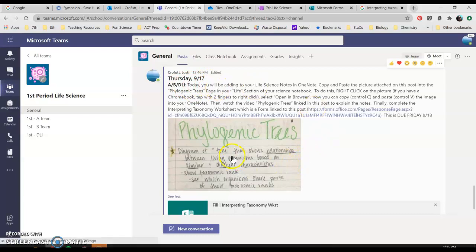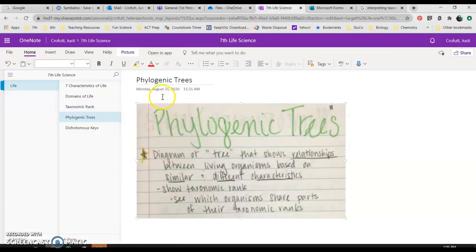Okay. So first things first, you guys need to go ahead and add this picture into your notes. You guys can just right click this one today and hit copy image. Go into your notebook and paste it using Control V. And obviously you guys are pasting under the life section, the Phylogenetic Trees page.